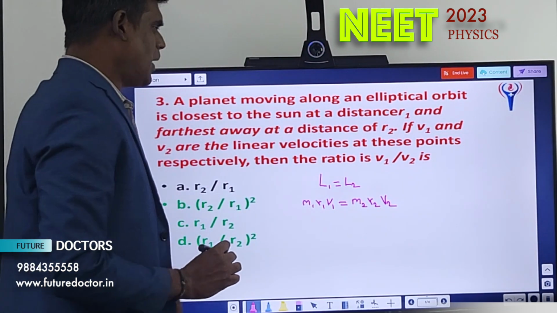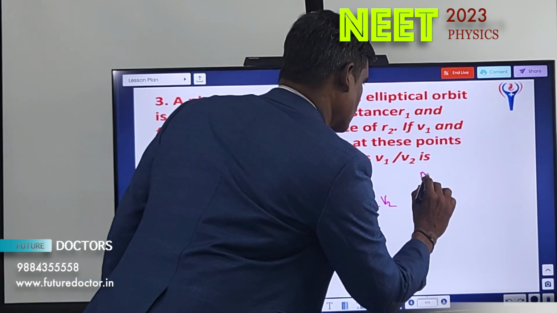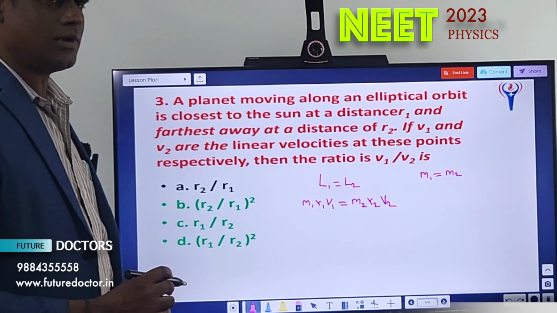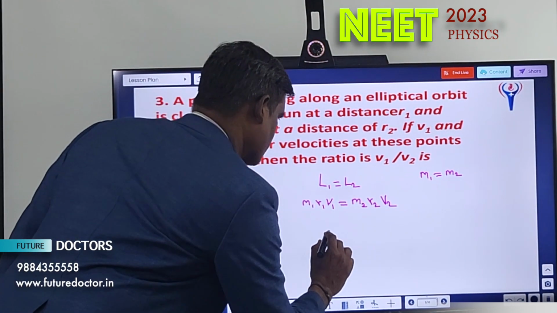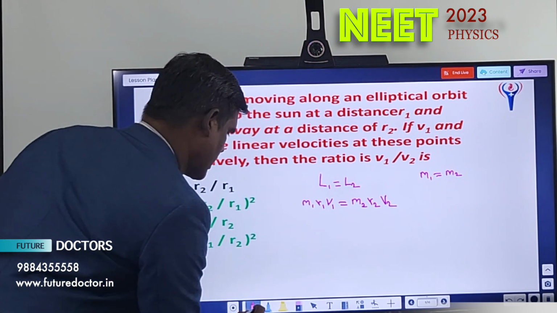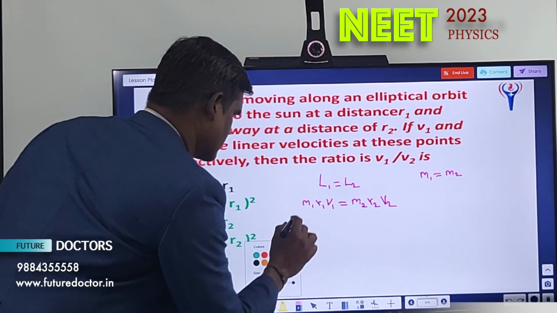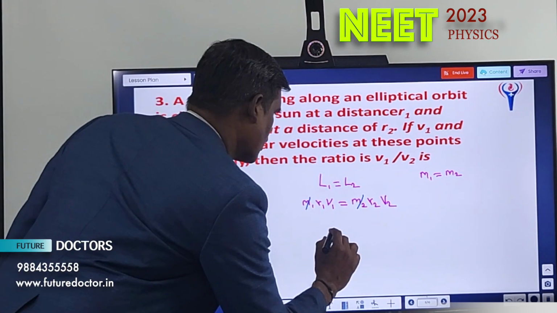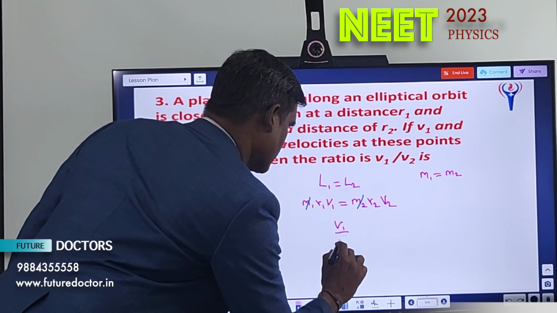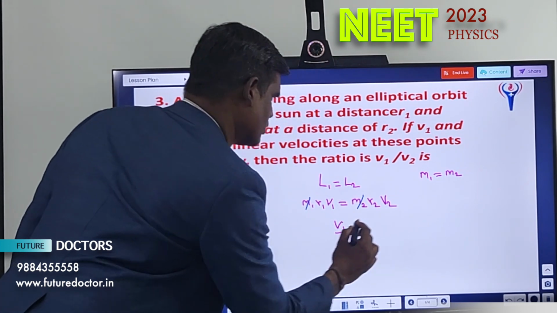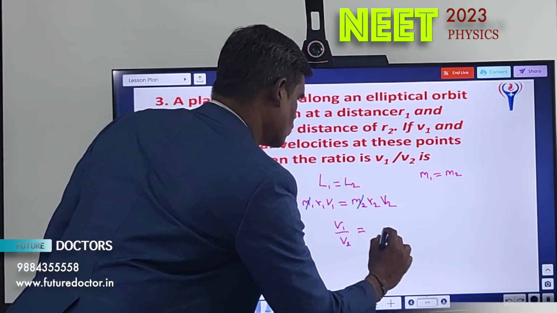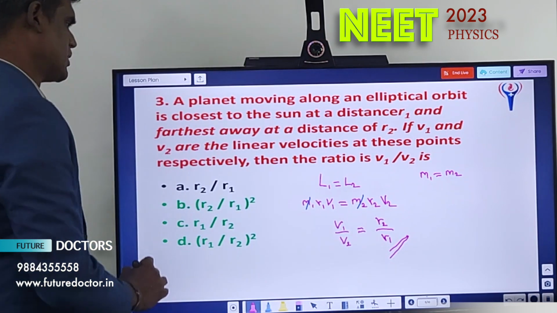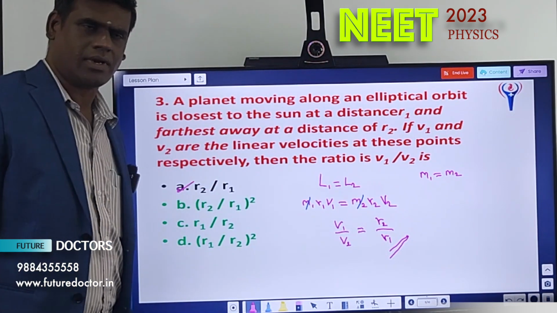And the planet is the same planet, so mass is the same, m1 equals m2. Then what do you want to find? You want to find v1 by v2. Since m1 and m2 are equal to m, they get cancelled. Then v1 by v2 equals r2 by r1. That is option A. Option A is the correct answer.